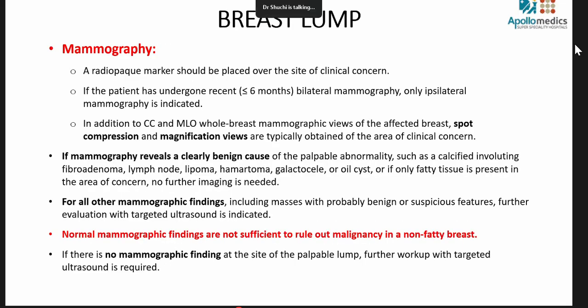Whenever you are doing a mammography, please put a radiopaque marker at the site of clinical concern. If the patient had a recent mammogram within less than 6 months, then do mammography only for the breast in which the mass is there. In addition to CC and MLO views, the mammographic view of the affected breast should include spot compression and magnification at the site of clinical concern.